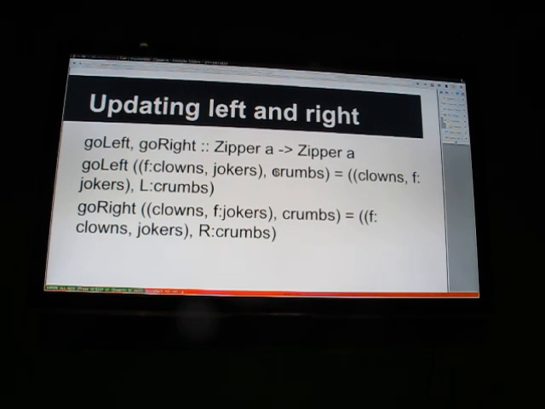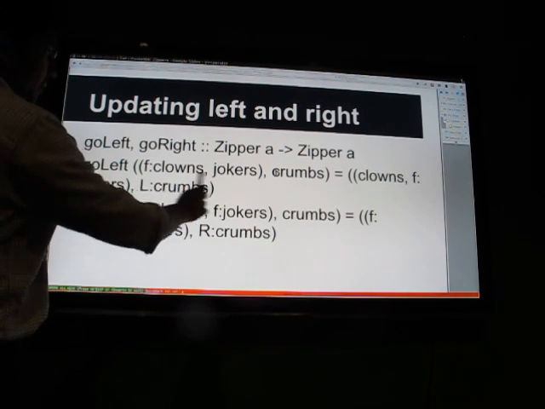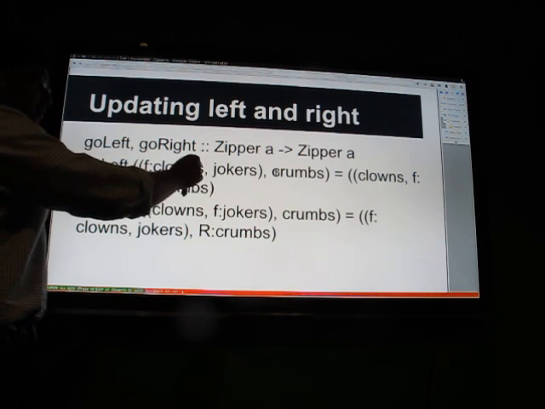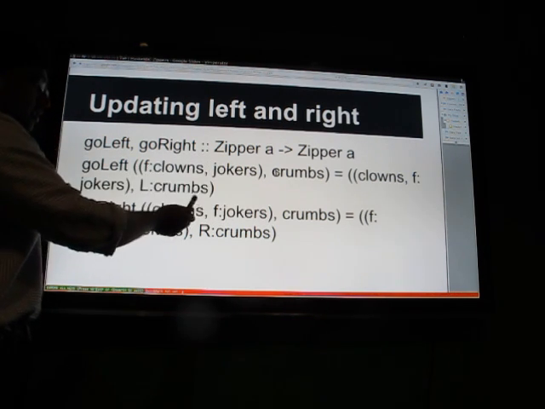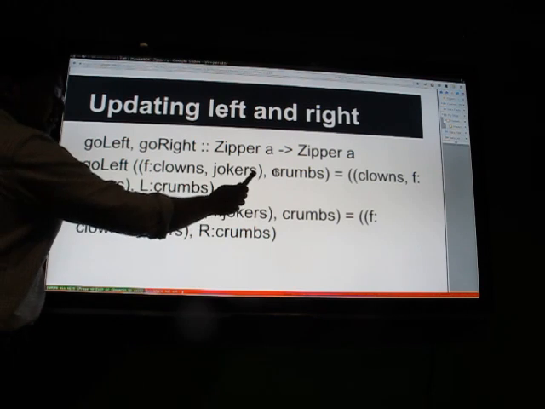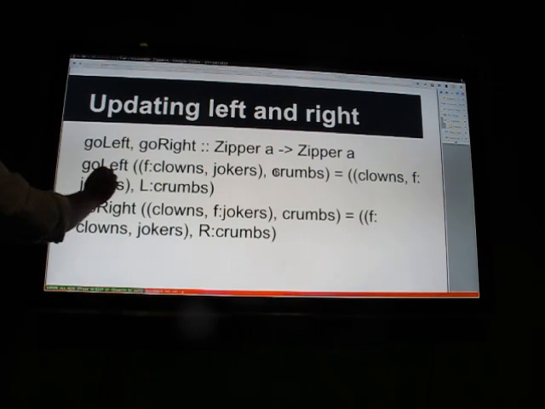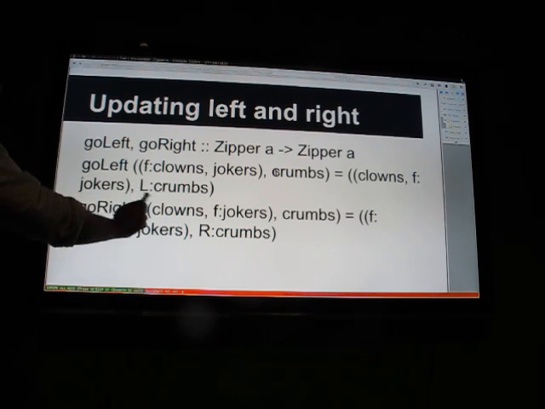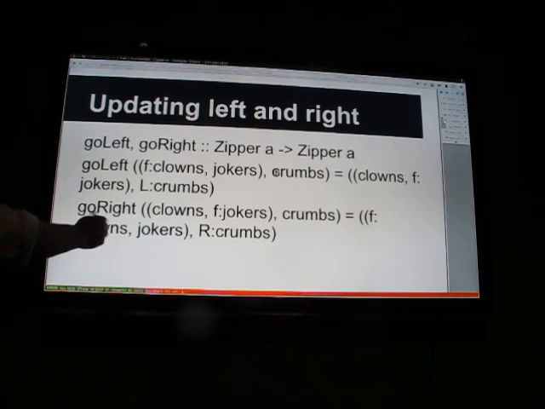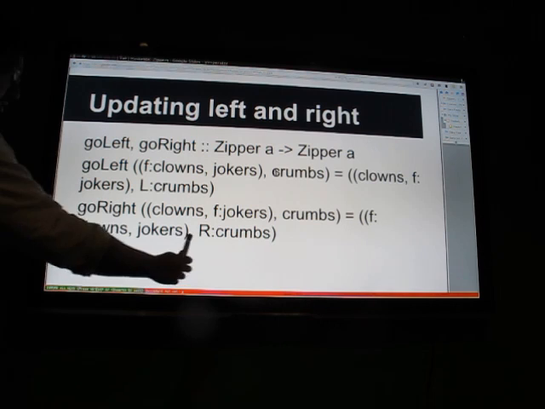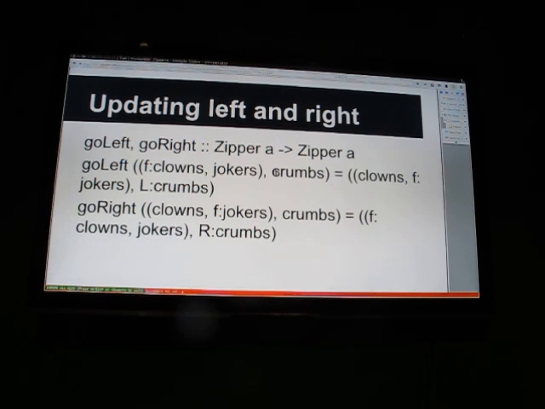But the idea is that for left, we unpack the inner zipper type, right? And we do the normal go left thing. So if you look at this and look at it over here, it's just doing the same thing we did for go left before. The only addition is that it's tacking a left onto the crumbs. And same thing for right. It's doing the same thing it did for go right that we wrote before, except now it's tacking the right onto the crumbs.